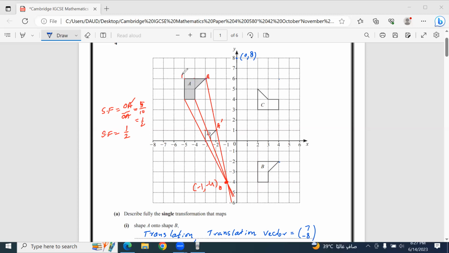Look, if you say this one is B, this one is B dash. So scale factor is equal to A dash B dash over AB, means the ratio of the lengths of two similar objects is called the scale factor. Or corresponding lengths, okay, means here A dash B dash we have one box and A to B we have two boxes. So 1 over 2. So both ways we are getting the same scale factor. It means our scale factor is 1 over 2.